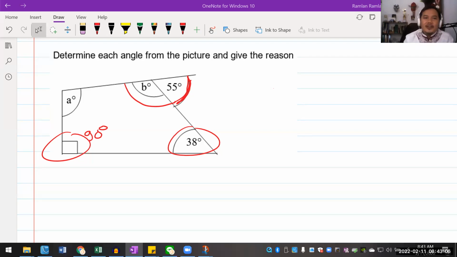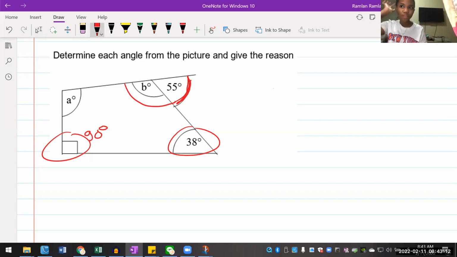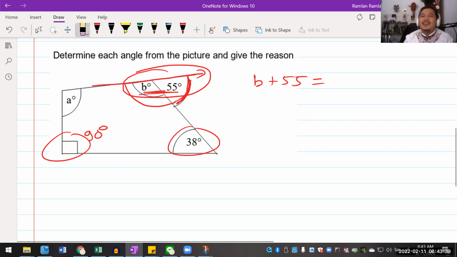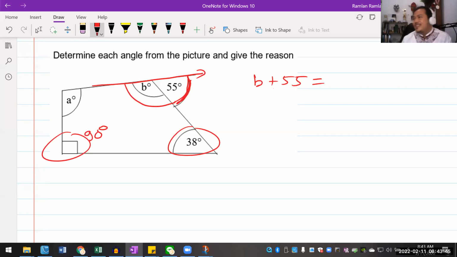Nadia, do you still have the notes? I don't think I have the notes because last week I got COVID and I didn't attend school. Yeah, but what do you think, Nadia? If I add these two angles, the B and the 55, what will it be? This is a straight line. What angle does a straight line make? You remember? Masih ingat nggak?